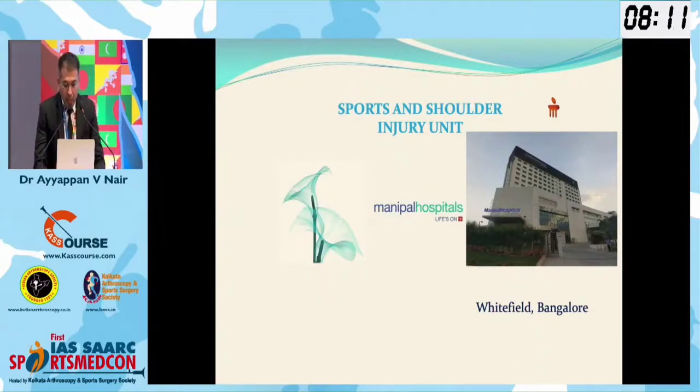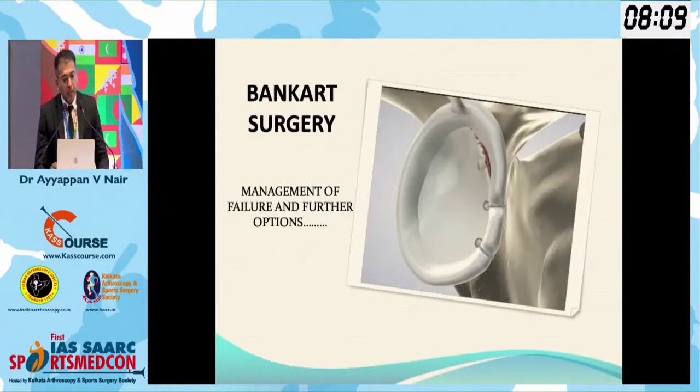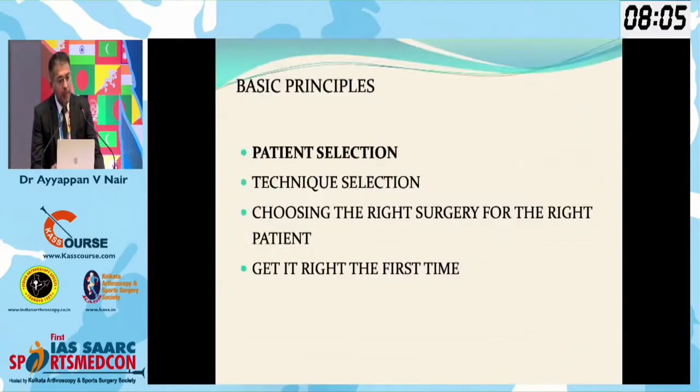So I'll be speaking on the Bankart surgery, management of failure, and further options. Here, the cardinal principle which I feel we should keep in mind is patient selection. It's not the same surgery for a first-time dislocator or a multiple-time dislocator. It's not the same surgery if there is bone loss, for a contact athlete, or for laxity. So the surgery is different, and the patient selection should also be very different.